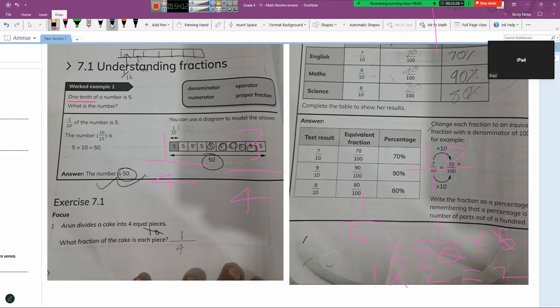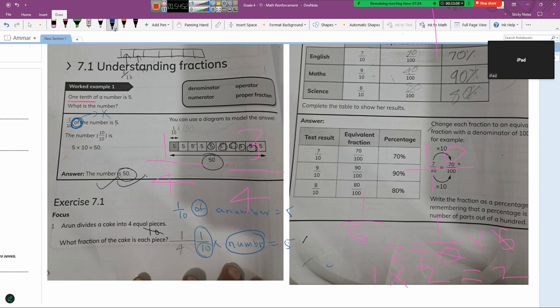Now in mathematics, you know that "of" represents the multiplication symbol, right? So they are telling us 1/10 of a number is 5. So instead of this "of", I will replace it with multiplication, and the number is equal to 5. I need to find out what this number is. So I don't need this 10 over here, right? To get rid of this 10, what can I do?